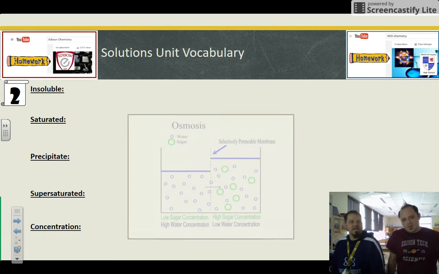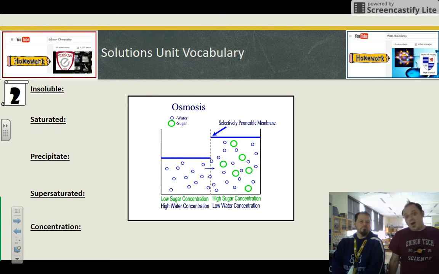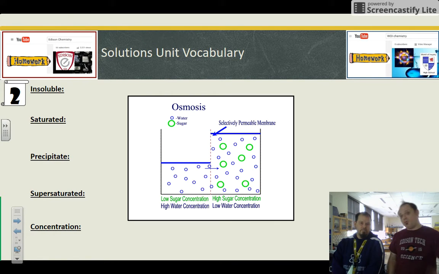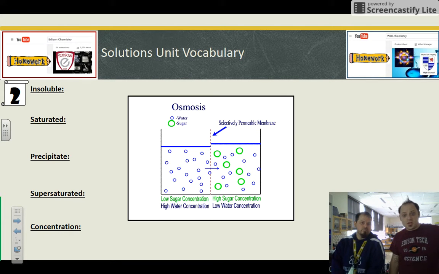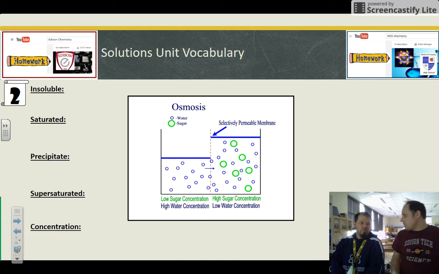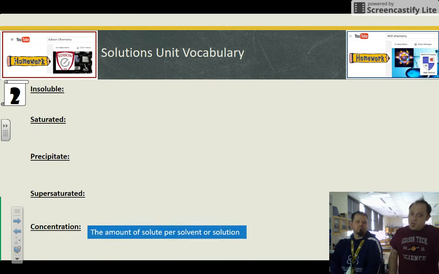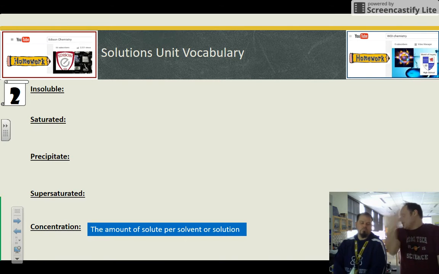Let's finish up here. Let's concentrate. Concentrations. Well, this is a GIF to show osmosis, but osmosis works on concentration. Things go from high concentration to low. Living environment talks about this. So concentration is just either low or high. It's a measurement of how much is in there per volume. And then we'll get into the actual measurements of those. So the amount of solute per solvent of solution. It's just a generic term.